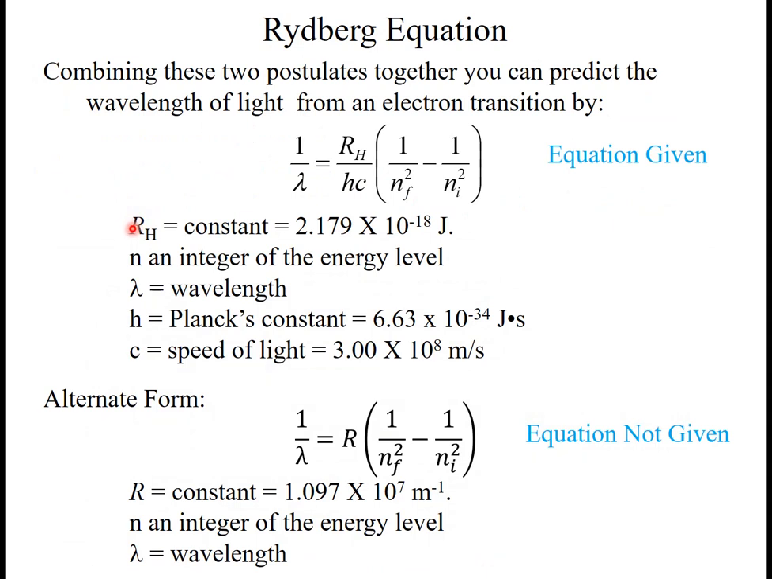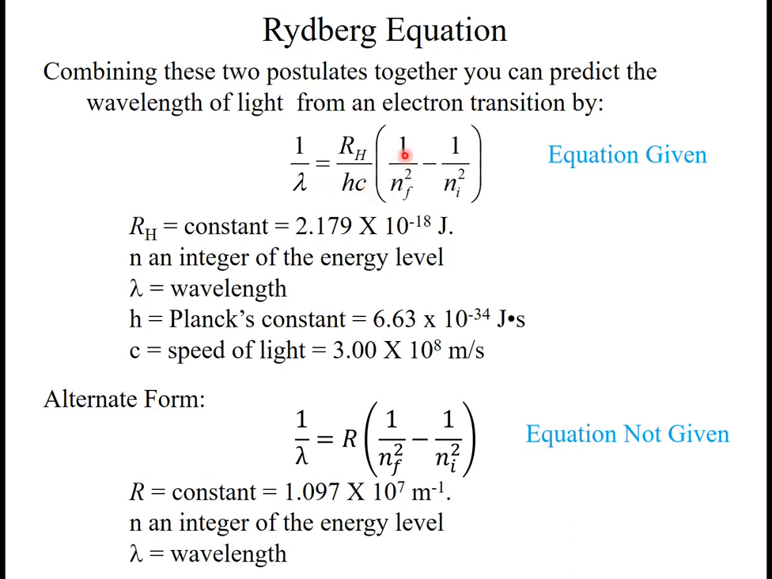And from this, when you put these two postulates together, they developed what's called the Rydberg equation. The Rydberg equation links the energy to the levels of the electron. Because we know we can relate energy to wavelength, it rearranges to this: 1 over lambda is R sub h, another constant, 2.18 times 10 to the minus 18 joules, over hc. H is still Planck's constant, and c is the speed of light. This is where we manipulate the energy to get the wavelength.